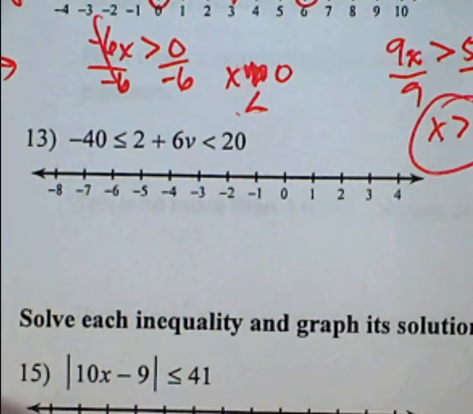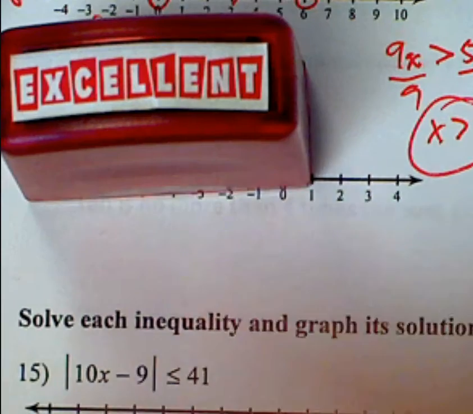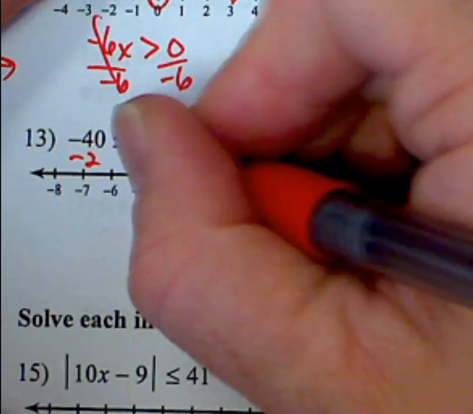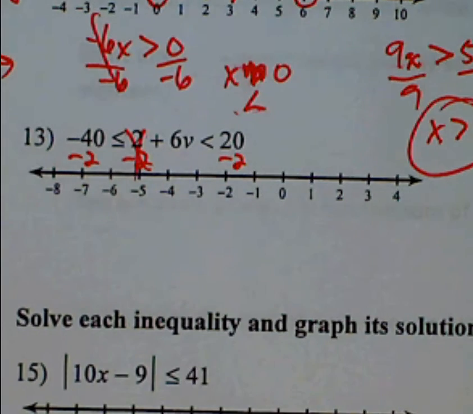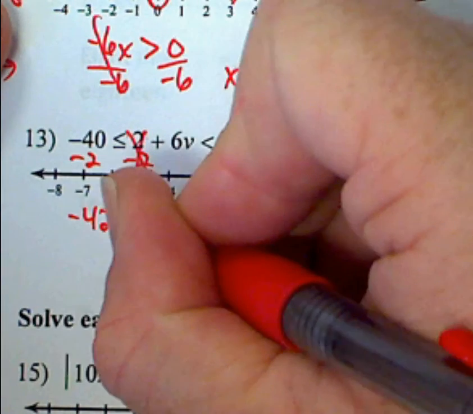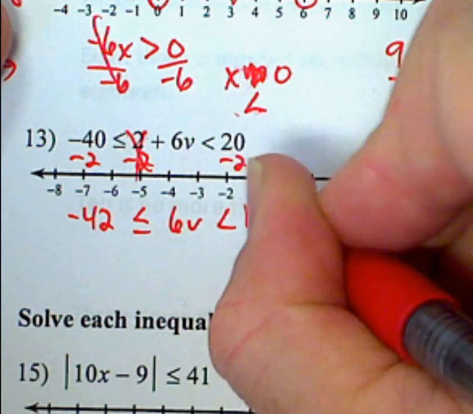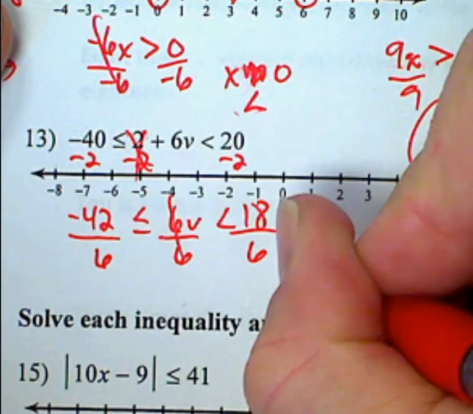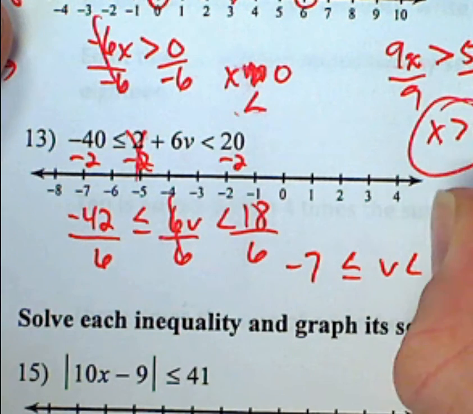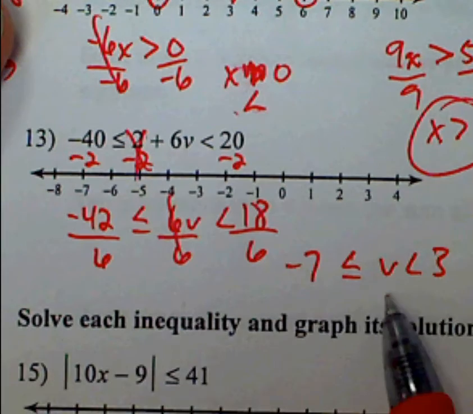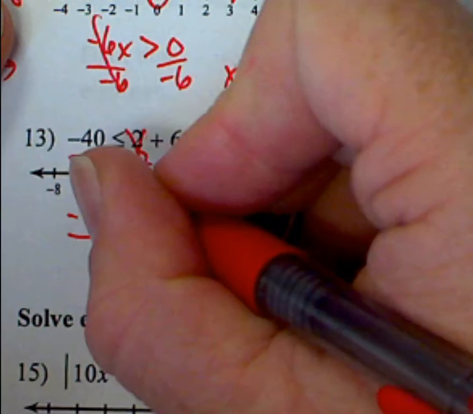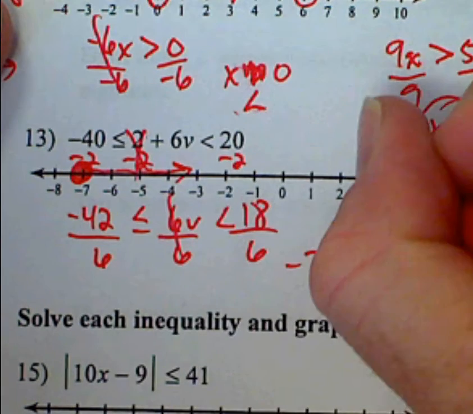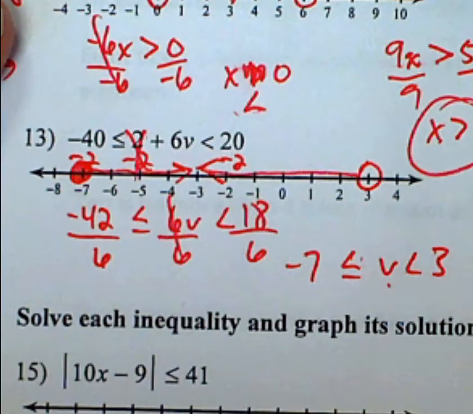Number 13, pause the video and try. On number 13, I'm going to subtract both by 2. So this is two inequalities put together. So that's negative 42 less than or equal to 6v less than 18. I'm going to divide everything by 6. That gives me negative 7 less than or equal to v, which is less than 3. So v would be greater than or equal to negative 7. Greater than or equal to means to the right. V is less than 3. Open circle, v going to the left. They are connected.